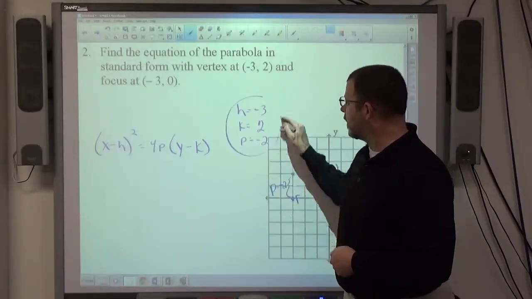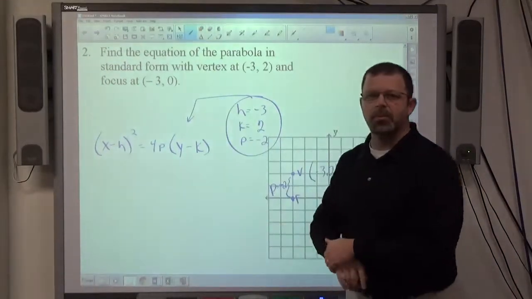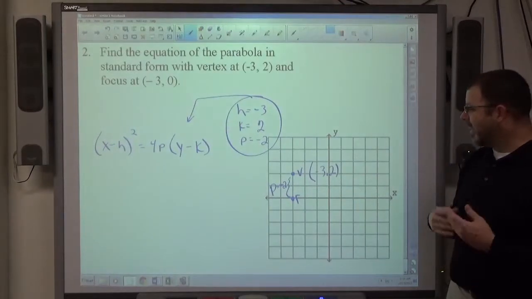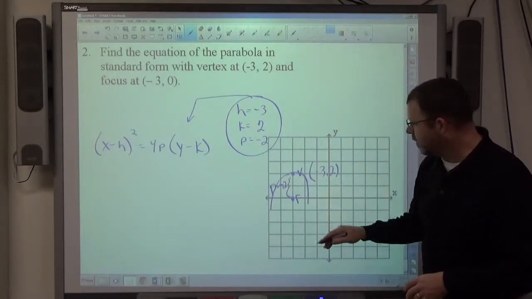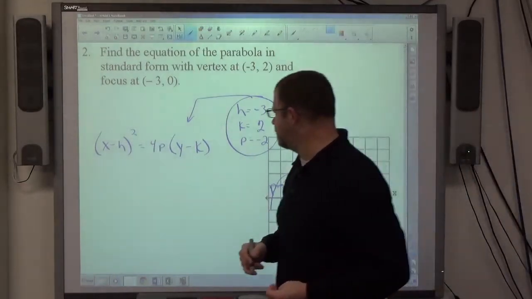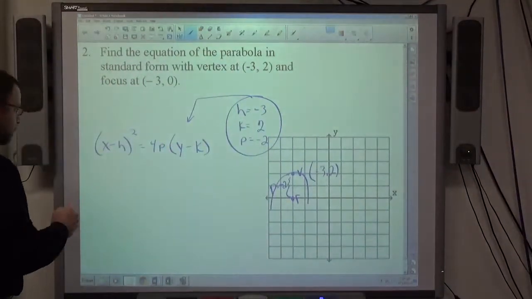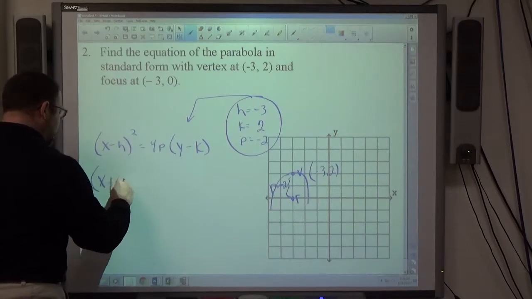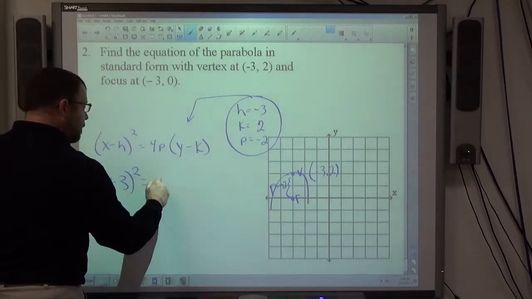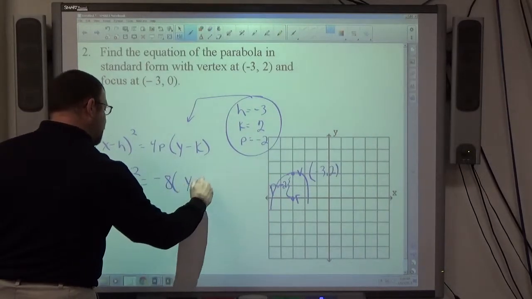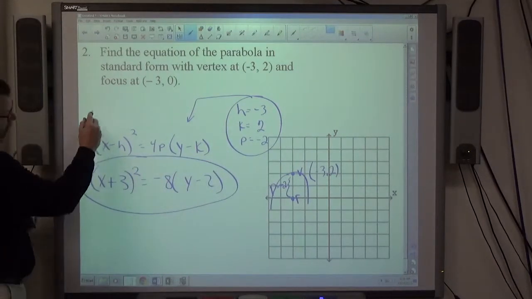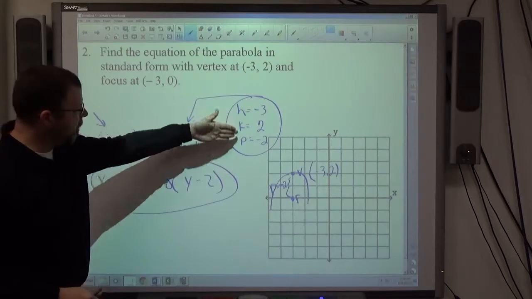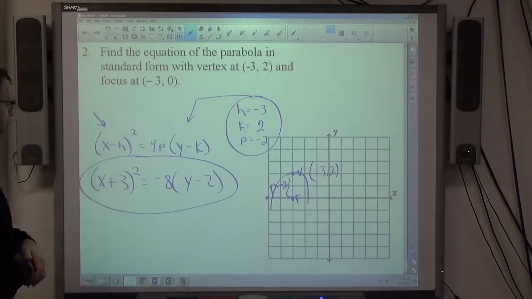And once I know these 3 numbers, I just substitute those into the proper structure of standard form. Again, I know it's an x squared because it's going to turn downward. Downward turning is x squared. So the answer is going to be x plus 3, the quantity squared, equals negative 8, parentheses, y minus 2. So you pick the proper standard form and you find the value of the 3 numbers necessary to create the correct answer.